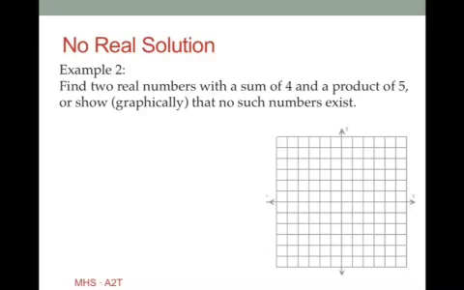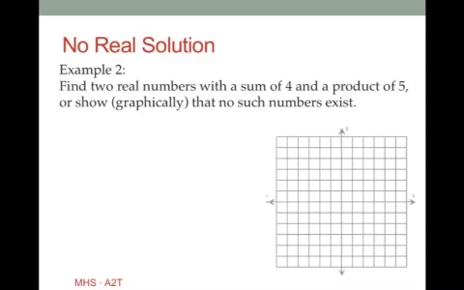Now, in some cases, you might not get a real root or real solution. So let's figure out what happens and why that would be true. So here's a little word problem. If you have two real numbers with a sum of 4 and a product of 5, show graphically that no such numbers exist. Okay, so you can't find two real numbers that have that sum and that product.